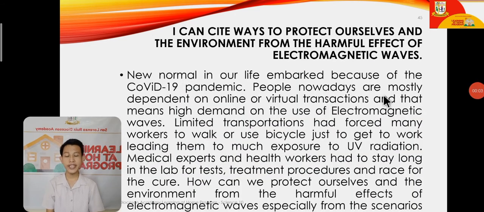Okay, after learning the different effects of electromagnetic waves on humans and the environment, let's go to the second objective of this lesson, which is to cite ways to protect ourselves and the environment from the harmful effects of electromagnetic waves. So you can do that by answering this values integration found in your learning packet. A new normal in our life embarked because of the COVID-19 pandemic. People nowadays are mostly dependent on online or virtual transactions, and that means high demand on the use of electromagnetic waves.